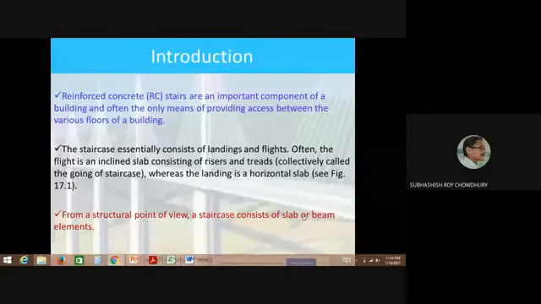Often the flight is an inclined slab consisting of risers and treads, collectively called the going of staircase, whereas the landing is the horizontal slab. Okay, from a structural point of view, a staircase will be consisting of the slab or beam elements. So if you know the procedure of designing the slab, if you know the procedure of designing of the beam, then you will be able to design the stair.